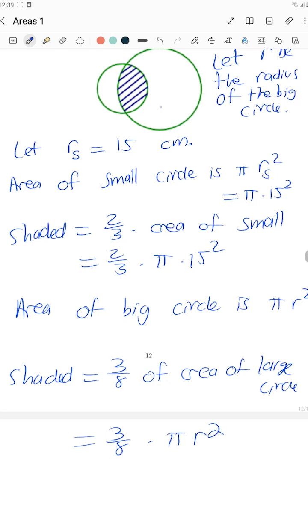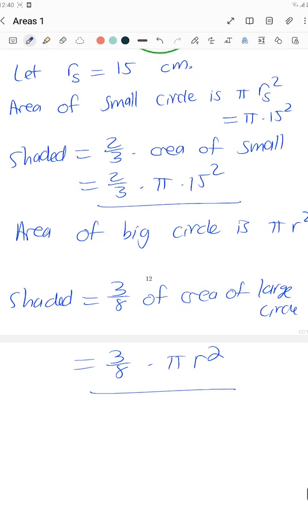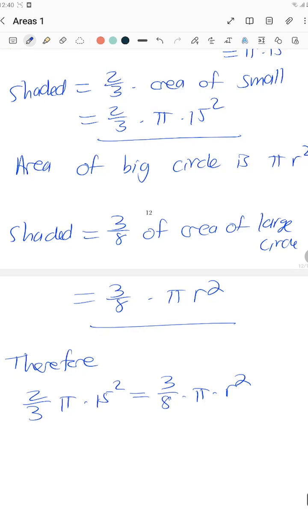Good. So what we have done in essence, using the given data, is calculate that the shaded area is given by this expression, or it's given by this expression. And the area of the shaded region must be unique. That means that these two quantities must be equal. So therefore, we have that 2/3 pi times 15 squared must equal 3/8 times pi times radius squared. And now let's see, can we solve for R?